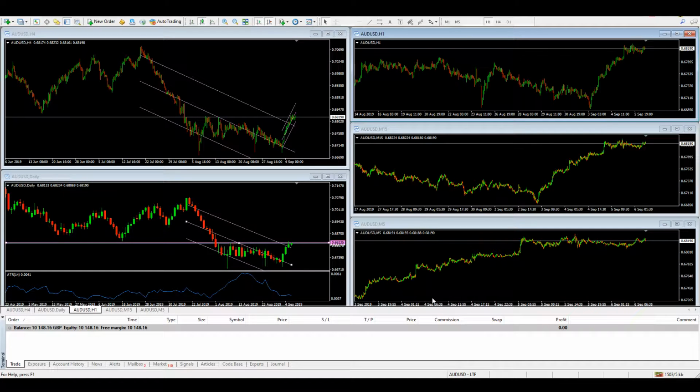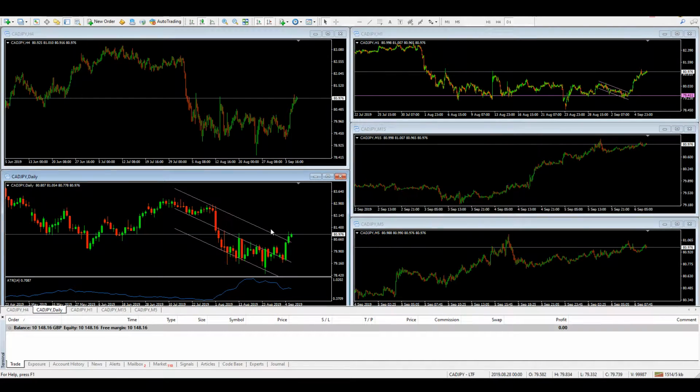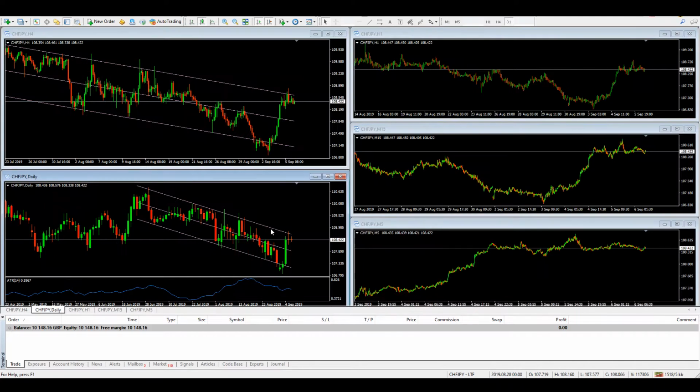Let's move on. No, this is not tradable. No.